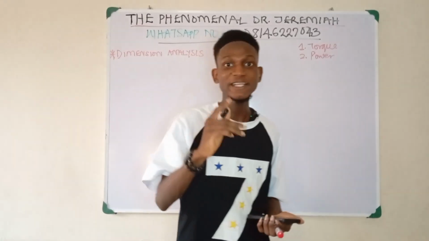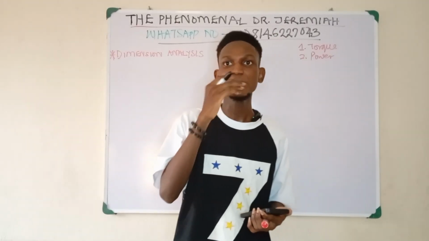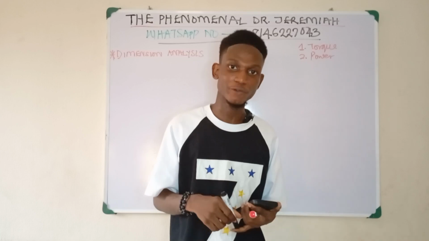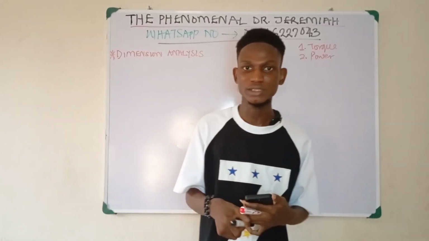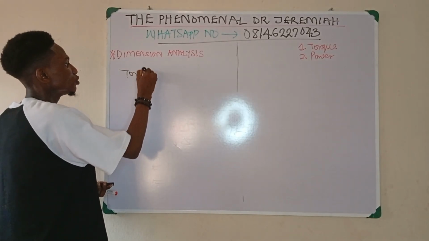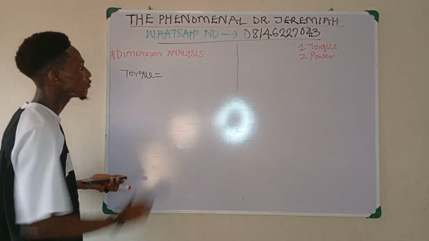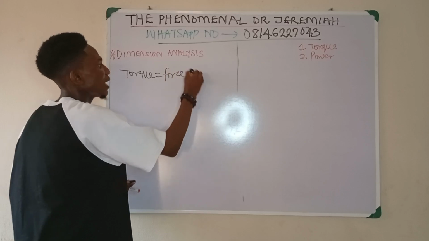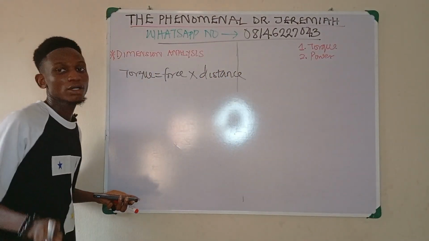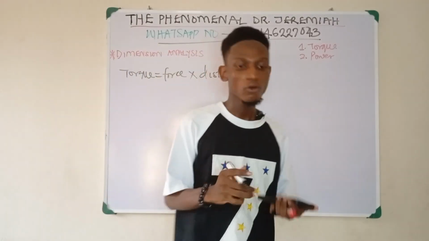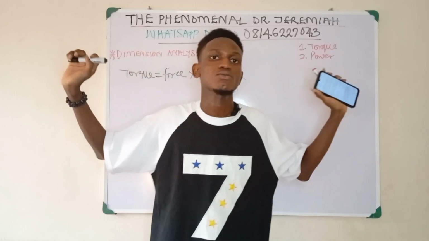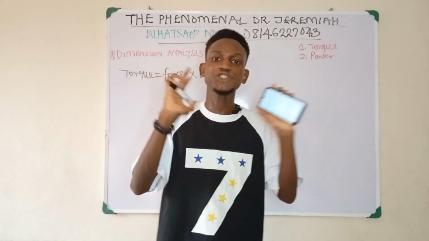Now, Dr. Jeremiah's first method of solving dimension, his first shortcut, is called using force as a reference. Take for instance torque. What is the formula for torque? Torque is force times the perpendicular distance. When you know this, using force as a reference, all you need to do is just know the dimension of force. This is the shortcut.